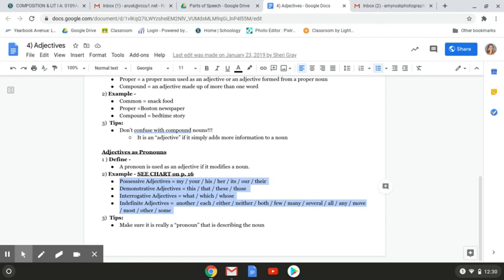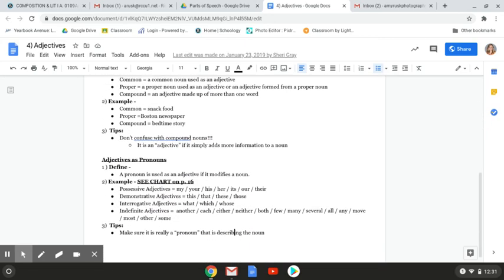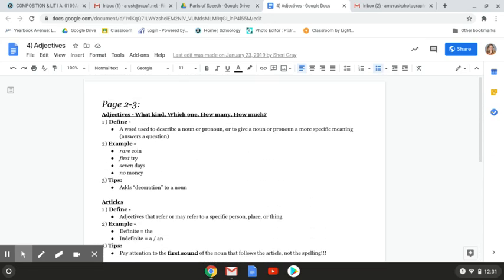So be sure to reference that on your test once we get done with all of these second parts of speech. Tips for adjectives as pronouns. Make sure it really is a pronoun that is describing the noun. Okay, and you'll see all of these go into play whenever we do our worksheets, and they'll make a little bit more sense for you.